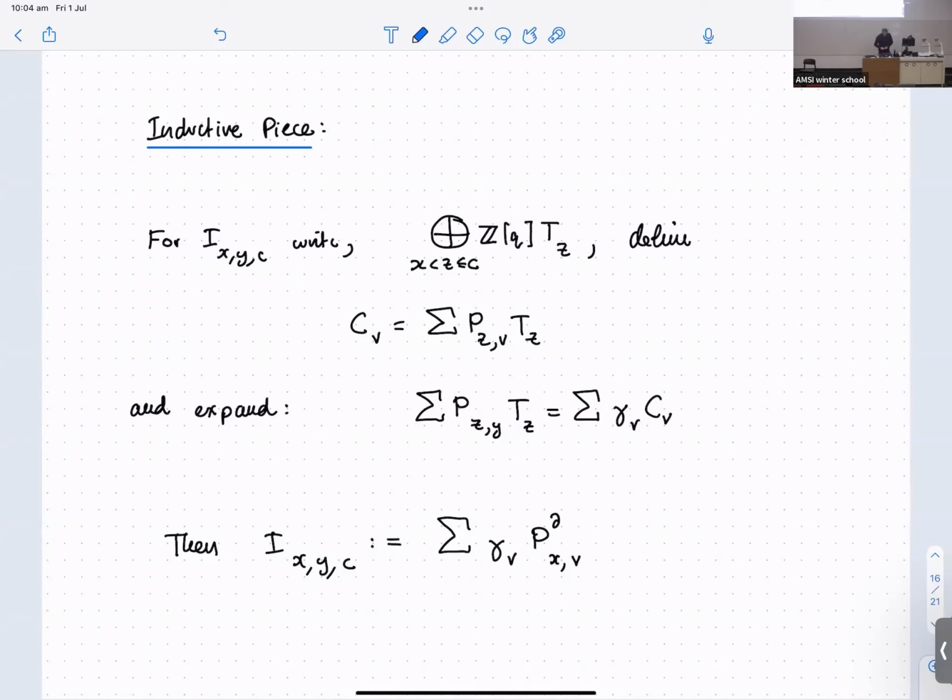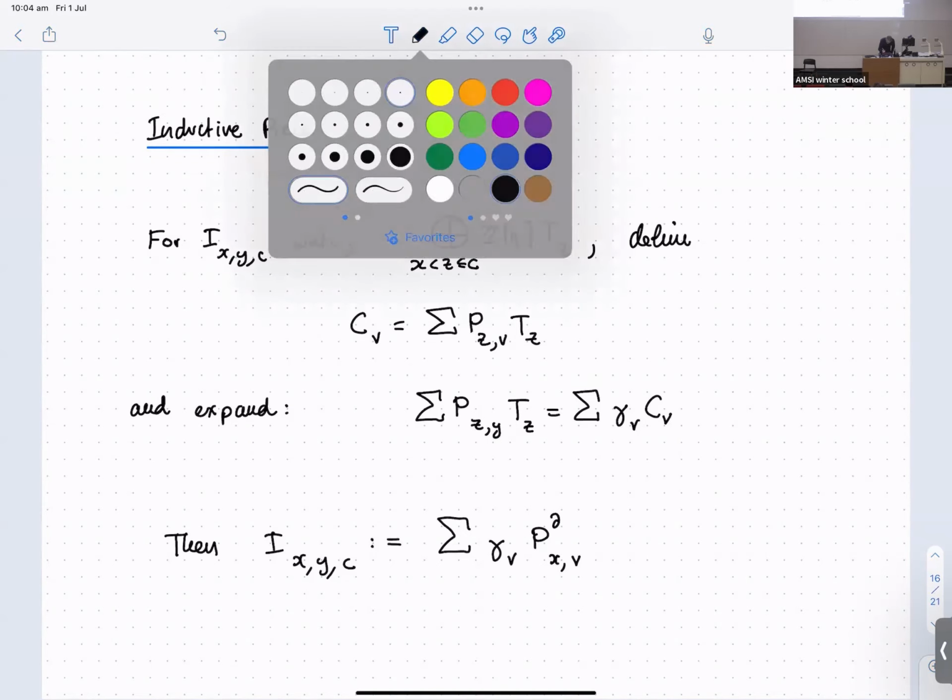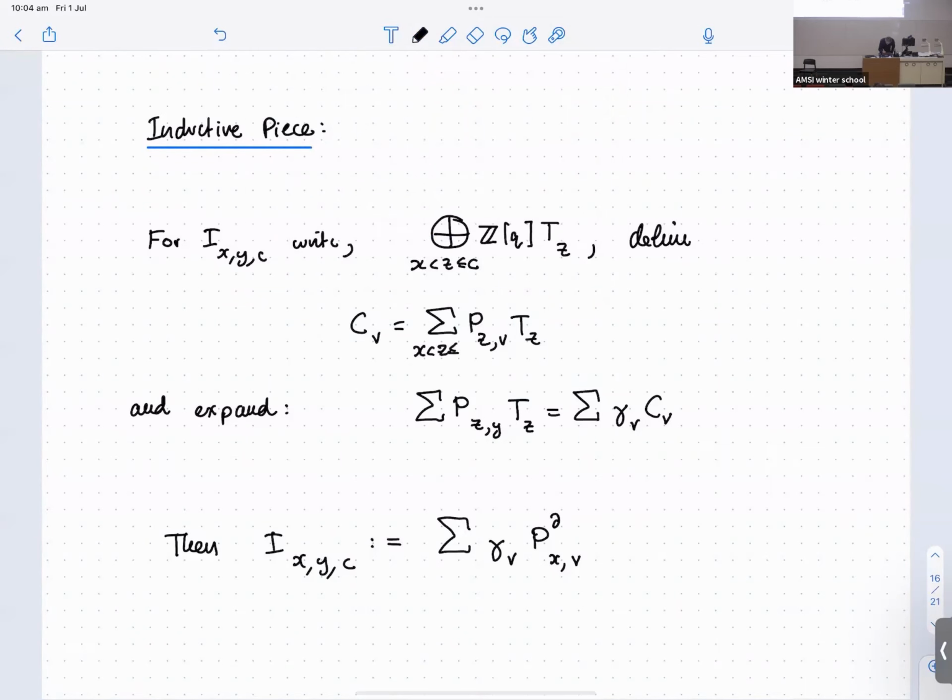So C_v is the Kazhdan-Lusztig basis for this smaller piece. And then we take our basis where we know everything except for the very bottom and restrict it to this much smaller piece and write it in terms of our Kazhdan-Lusztig basis. This produces these coefficients gamma_v. And then we use our knowledge of the Kazhdan-Lusztig polynomials on that smaller piece to form this inductive term.